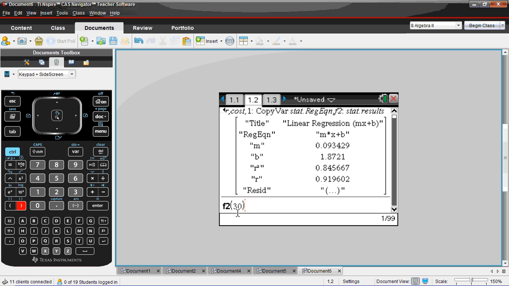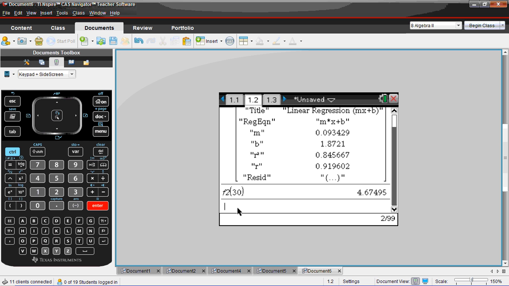What do you think the price of milk is going to be? $4.50. Pretty good guess. $4.67 in the year 2020. Based on the past information, they're saying in the year 2020, if everything keeps going up the way it's been going up, a gallon of milk is going to be $4.67.